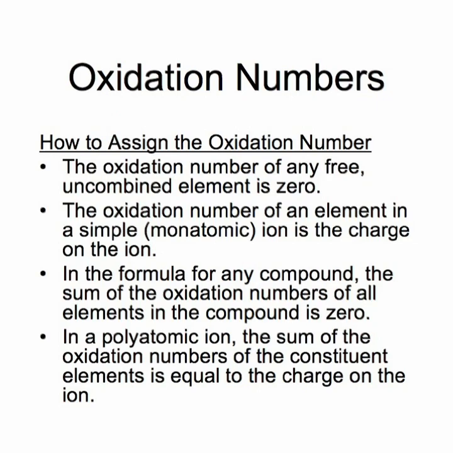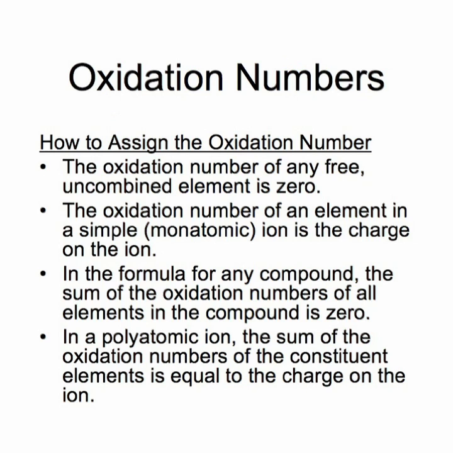So let's learn a little bit about oxidation numbers. How do we assign these oxidation numbers? The oxidation number of any free uncombined element is 0. This means that any atom, any pure atom, will have a 0 oxidation number. The oxidation number of an element in a simple monatomic ion is the charge on the ion. For example, sodium ion has a +1 charge. The chloride ion a -1 charge.